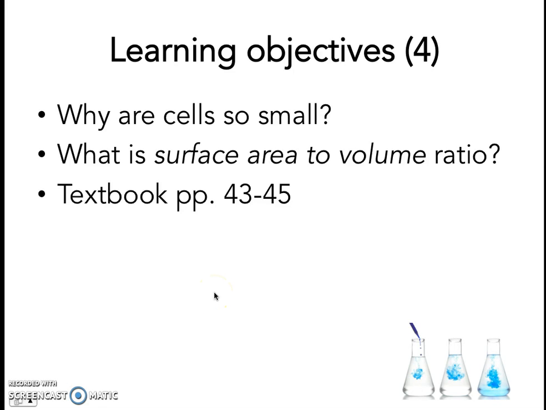Why are cells so small? Why do you have to use a microscope to see them? Why can't they be megacells? Why can't they be life size? Why are they so small?